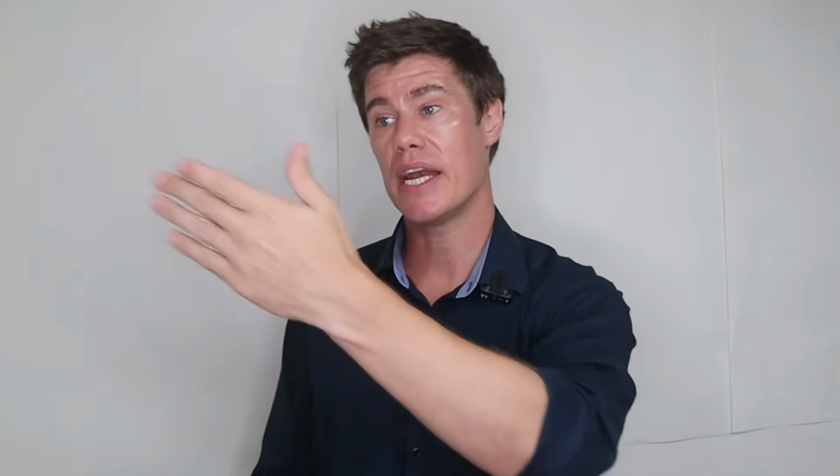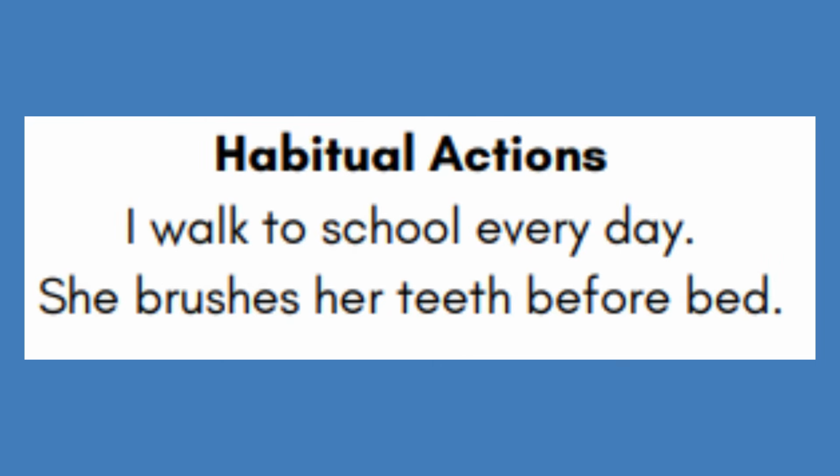With the simple present tense, let's do some examples. You want to give an example and then ask different students to give their own examples. Habitual actions. I walk to school every day. She brushes her teeth before bed. How often do you drink soda? I drink soda twice a day. And then you can also ask someone else. How often does he drink soda? He drinks soda. And write it on the board so that the students understand.